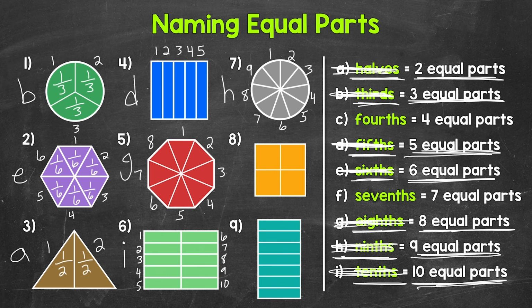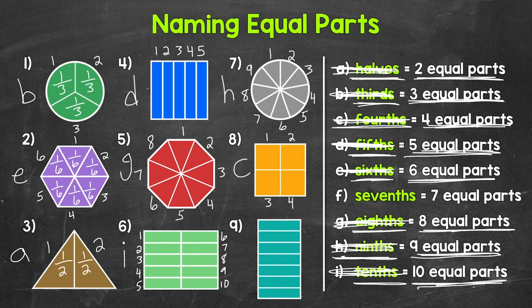Next, for number 8, we have a square here. That's our whole. And this square has been divided into 1, 2, 3, 4 equal parts. 4 equal parts we call fourths. So let's put a C next to number 8 and cross off fourths. Each one of those equal parts is 1/4 of the whole.